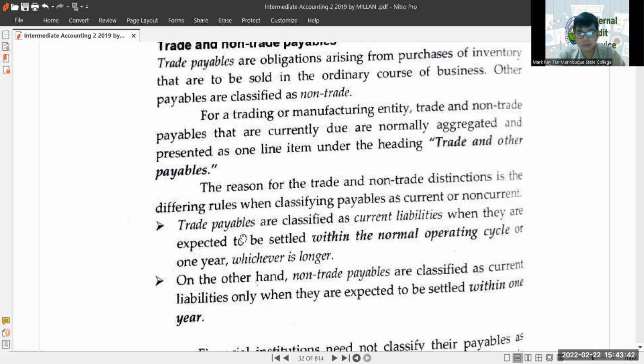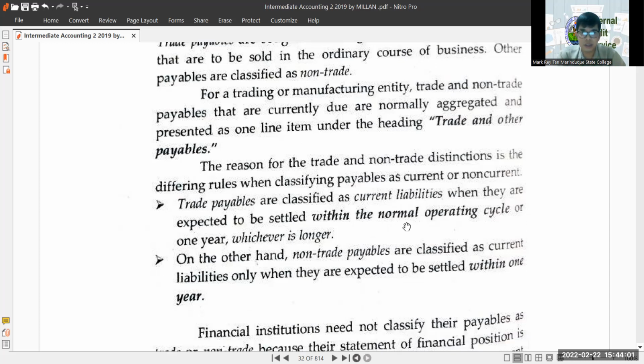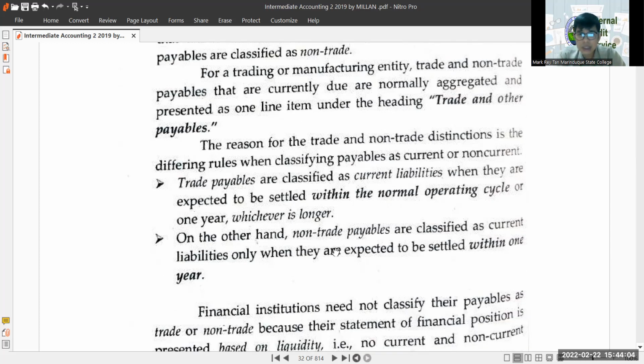Basahin ko ulit. Trade payables are classified as current liabilities when they are expected to be settled within the normal operating cycle or 1 year, whichever is longer. So, pag trade payables, whichever is longer, dun sa 1 year or sa normal operating cycle. On the other hand, non-trade payables are classified as current if they are expected to be settled within 1 year. Sigurado ako, umay na kayo dito sa mga words na to, within 1 year, within the normal operating cycle. Okay.